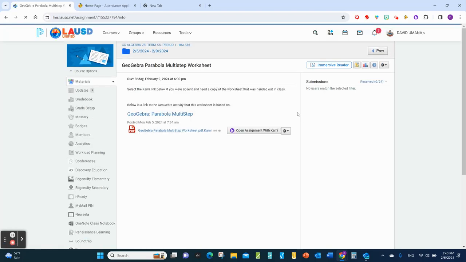Now, once I'm there, I'm going to have two choices. I'm going to have access to a GeoGebra Parabola Multi-Step. This is what you want to open, but you're also going to have access to a Cami. Now, if you are in class, you don't need to open this because you'll be given a handout to use in class. Okay, so this is only for those who are absent. So I'm going to automatically go here.